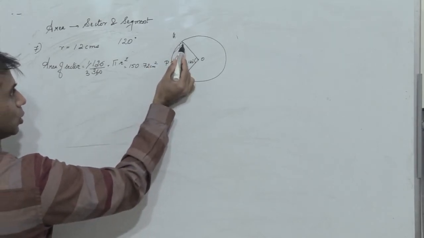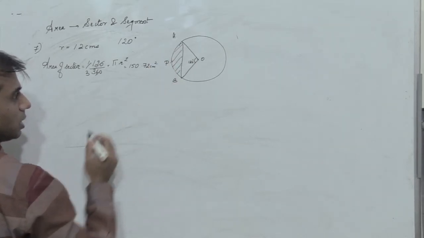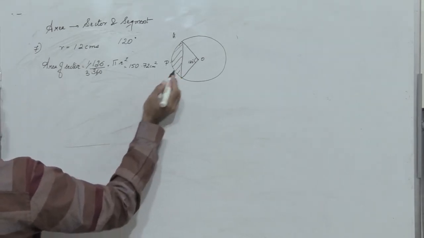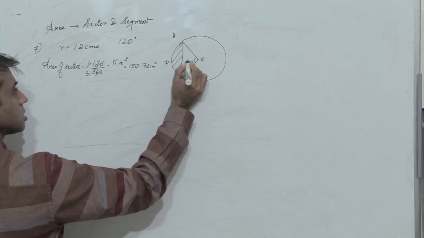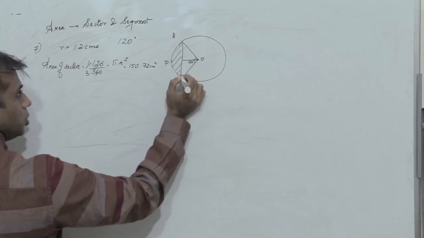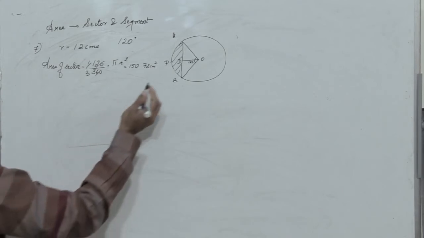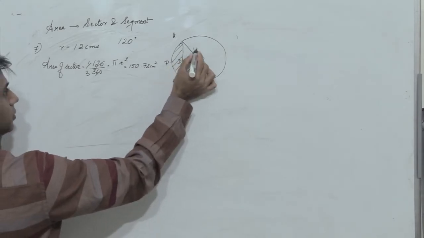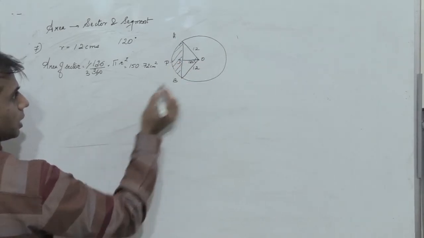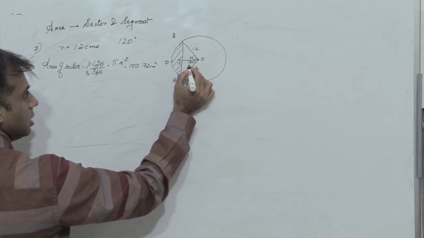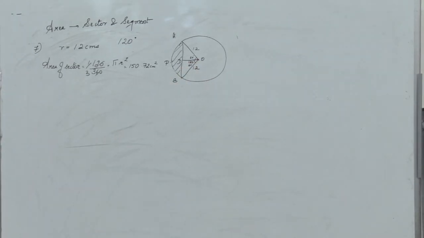Now to find the area of this APB, I need to find the area of the triangle AOB, right? So now let me draw a line which is perpendicular to AB, dividing AB into two halves. So therefore, this OA is 12 and this also is 12. And since we have the line which divides the angle, this is 60 degrees and this also is 60 degrees.